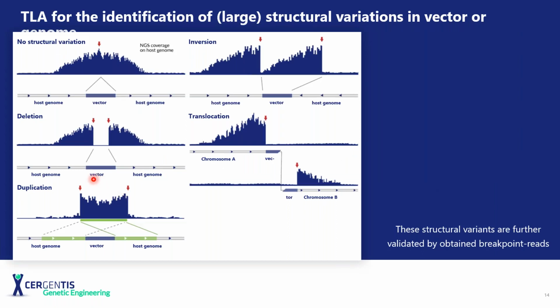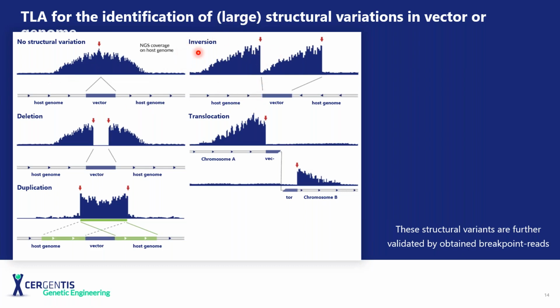And so TLA is also very useful to study large structural variation that can happen in the transgene or also in the host genome during the genetic engineering. And as I mentioned before, we can look at the TLA peak, and when nothing went wrong, when everything went as expected, you will find this bell-shaped curve. But when we have a structural variation, we see deviations from this pattern, and we can verify this visually.